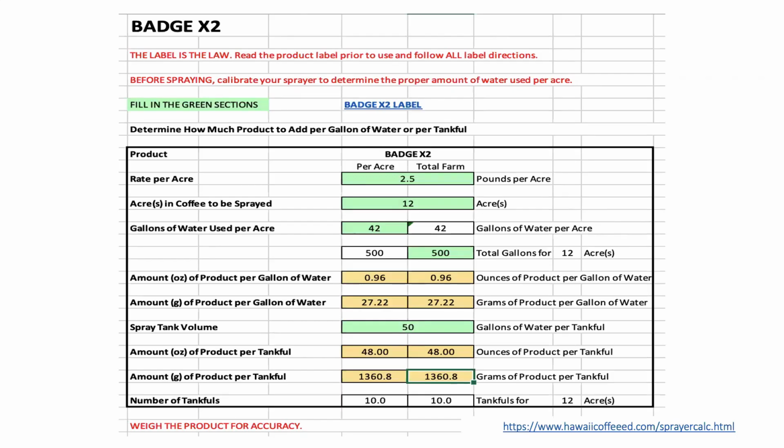Calculating rates of pesticides can be quite daunting, and so we've created an Excel sheet that helps to eliminate hand calculations and reduce error. After calibrating your sprayer, all you need to know and enter into the spreadsheet is the product, the rate per acre, and the spray tank volume. All other numbers will either be carried over from the calibration worksheet or calculated automatically. You can download the Excel spreadsheet and supporting documents at the hawaiicoffeeed.com/sprayercalc website.